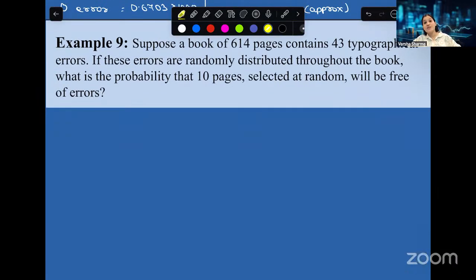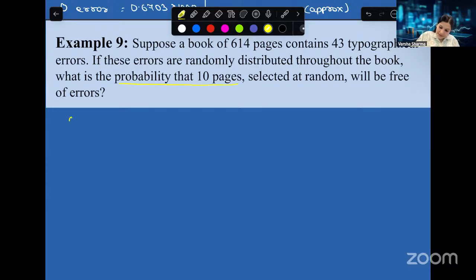Next. Suppose a book of 614 pages contains 43 errors. So the average for 614 pages is 43. If I have to find the number of pages, I'll first find it for one page, that will be my lambda, and I'll multiply it by the total number of pages. If I have to find probability, the question is what is the probability for 10 pages. I have to find probability for 10 pages.